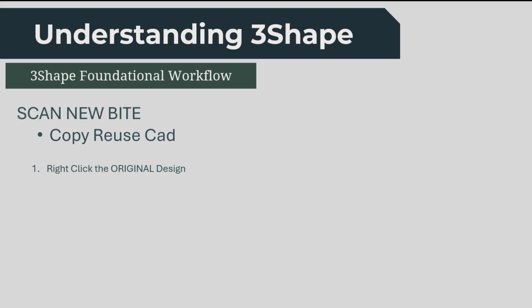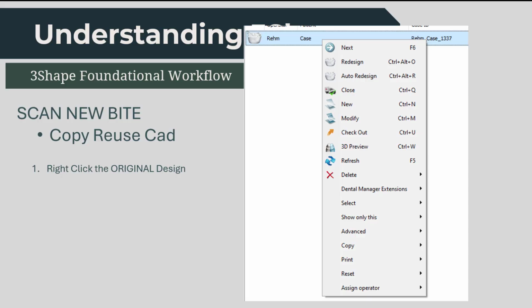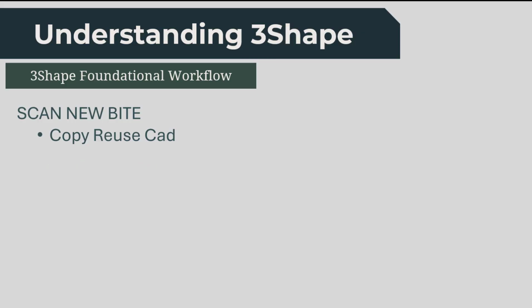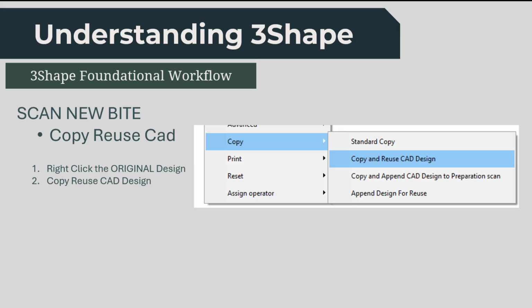When we are ready to scan in a new bite, there is a feature built into 3Shape that's been there for a while, I believe as early as 2019, potentially even earlier. That's as far back as I can recall. It is called Copy Reuse CAD. So we're going to find the original case, and I do have a video walking through this entire process that I'll show here in a minute. On that original case, we're going to go to Copy, and there's a button there that says Copy and Reuse CAD Design. This is going to prompt the software to scan in a new bite.